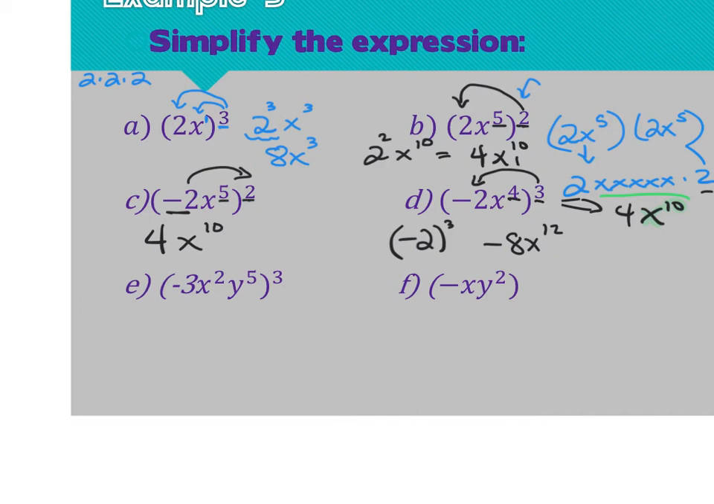Over here, same thing. This power of 3 is going to go to the -3, the x squared, and the y to the 5th. So -3 times -3 times -3 is -27. Then the x becomes 2 times 3, x to the 6th, and then y would be 5 times 3, and it's 15.